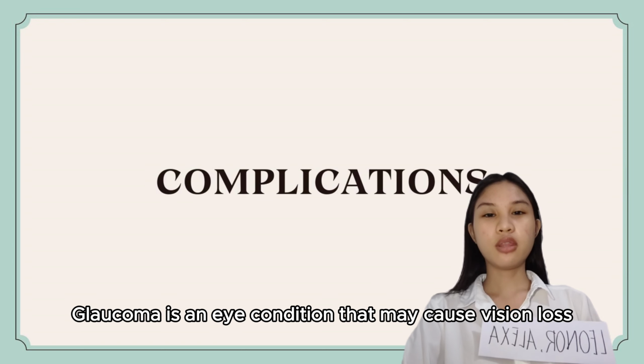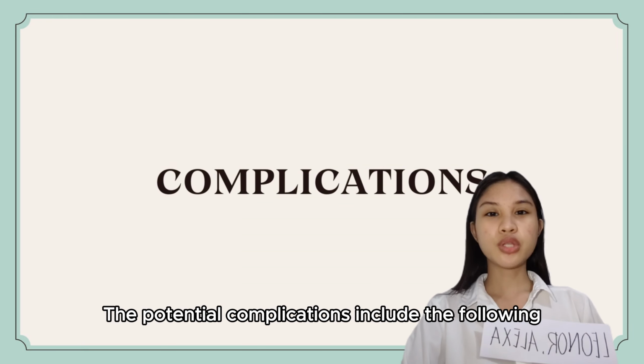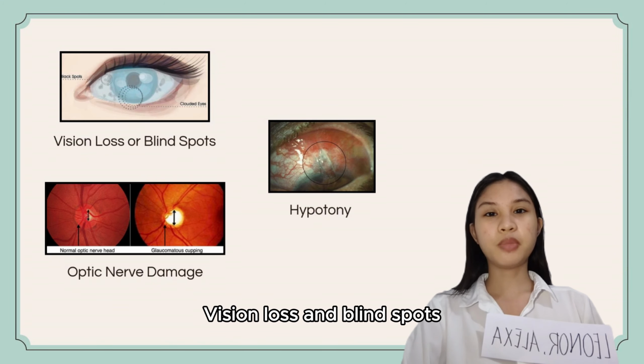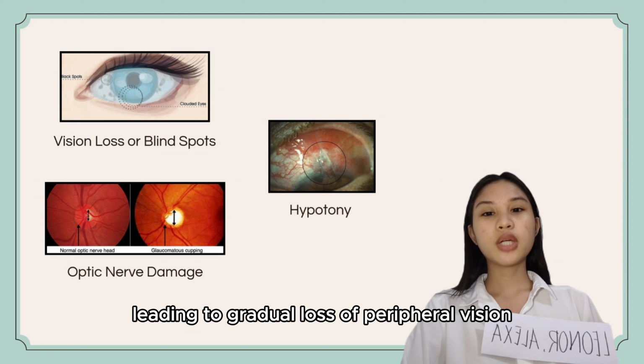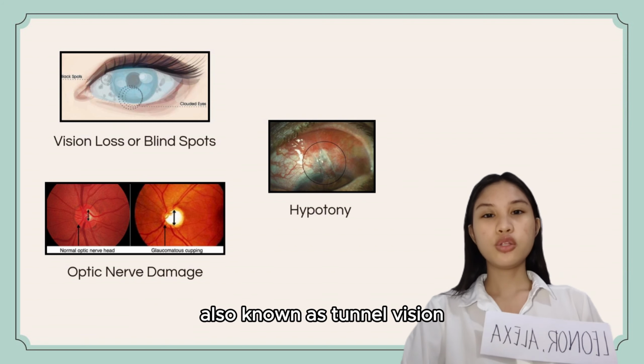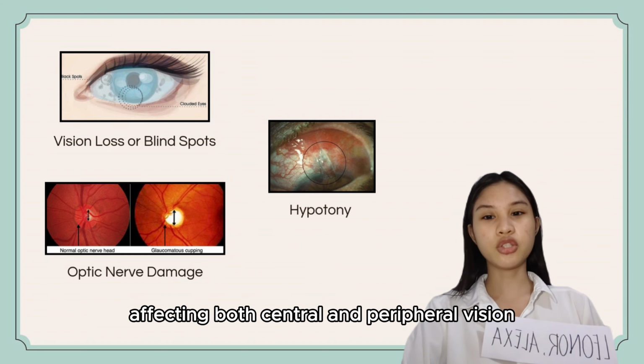Glaucoma is an eye condition that may cause vision loss if not addressed promptly. The potential complications include the following: vision loss and blind spots. Glaucoma can cause permanent damage to the optic nerve, leading to gradual loss of peripheral vision, also known as tunnel vision. Over time, this can develop into blind spots, affecting both central and peripheral vision.